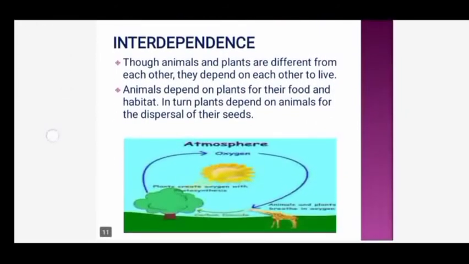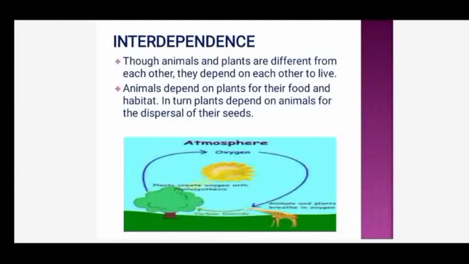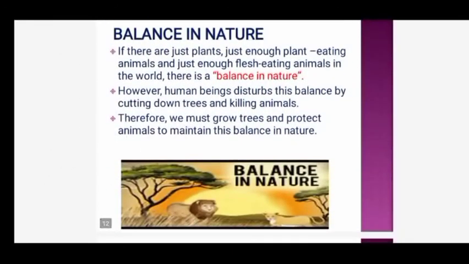Though animals and plants are different from each other, they depend on each other to live. Animals depend on plants for their food and habitat. In turn, plants depend on animals for the dispersal of their seeds. If there are just enough plants, just enough plant eating animals, and just enough flesh eating animals in the world, there is a perfect balance in nature. However, human beings disturb this balance by cutting down trees and killing animals. Therefore, we must grow trees and protect animals to maintain the balance in nature.